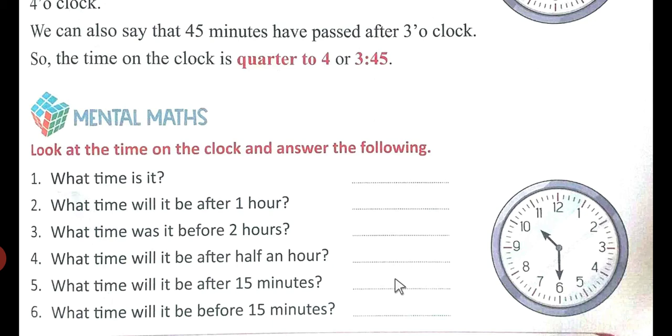What will be the time before 15 minutes? Before 15 minutes, you can say quarter past 10. That means the hour hand is on 10 and the minute hand will be on 3. So the time before 15 minutes was 10:50.